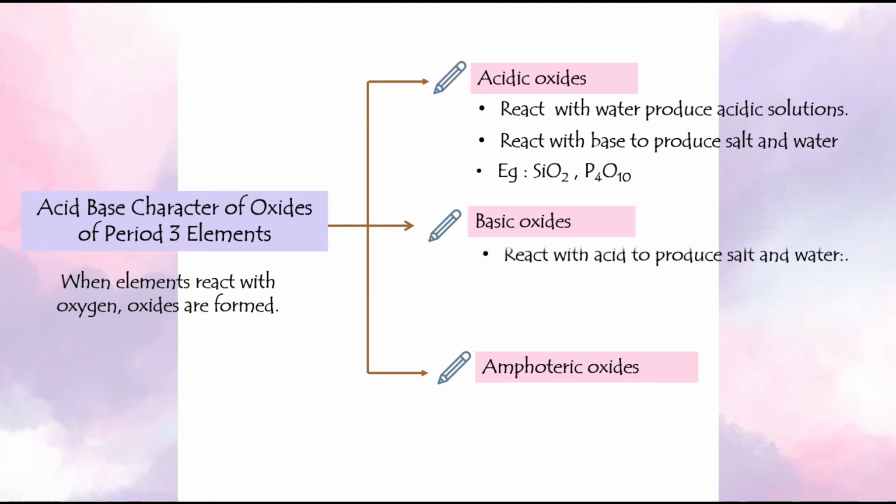As for the basic oxides, they react with acid to produce salt and water. For example, we have sodium oxide and magnesium oxide. And as for the amphoteric oxides, they react with both acid and base, and we have aluminium oxide as an amphoteric oxide.